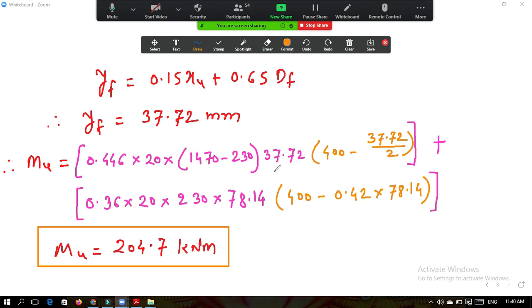But if they don't give you the BF, that is the width of flange, in the problem, and the problem is of an L beam, then you should go to the IS code on page number 37. Below the formula of T beam BF, you will get the formula for the L beam. So you use that formula and calculate the width of flange for the L beam, and the rest of the procedure is the same. In the same way, you are going to calculate the moment carrying capacity of the L beam also.